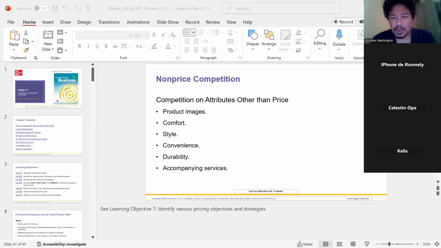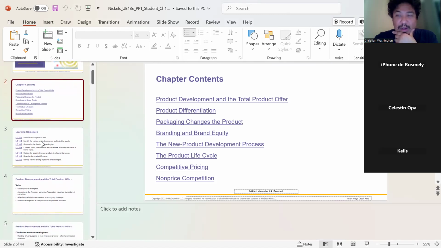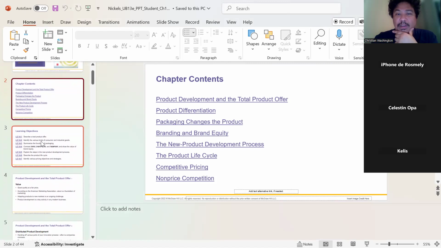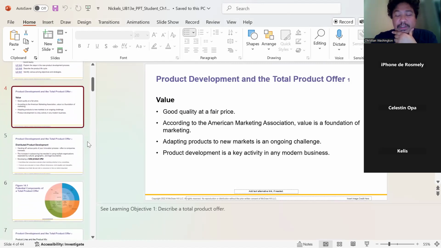So moving on to our lecture. So this lecture is a derivative of what we went over last time, which was marketing. And this is going over product development, packaging, pricing, product life cycle, things of that sort. So value is subjective. All right, what's value? So value, as far as the definition is concerned, for examination purposes, good quality at a fair price. Your textbook has a specific definition. That's what you should know.